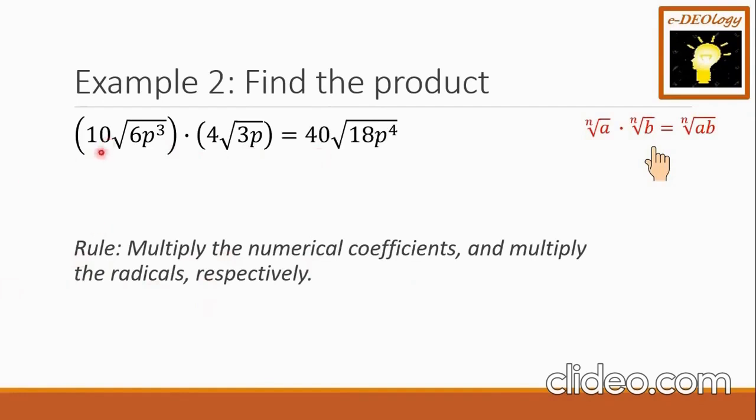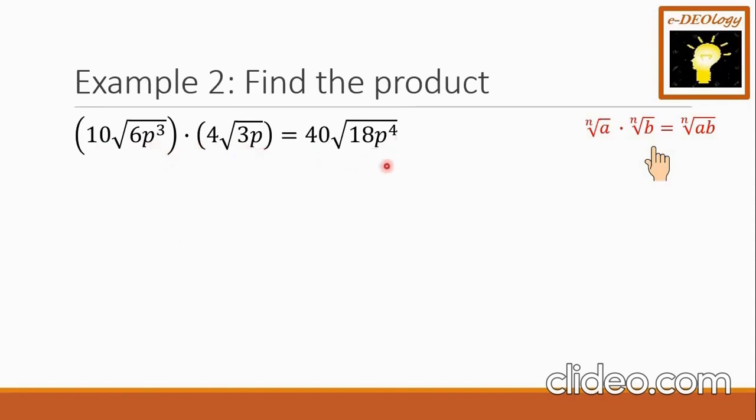So in here, I multiply the 10 and the 4, and that is 40. And for the radicals, I must check first if the indexes are the same. So both are square roots, so we have the same index of 2. So we are to multiply now the radicands. So the 6 is multiplied to the 3 becomes 18. The p cubed times the p equals p raised to 4. So this is our answer.